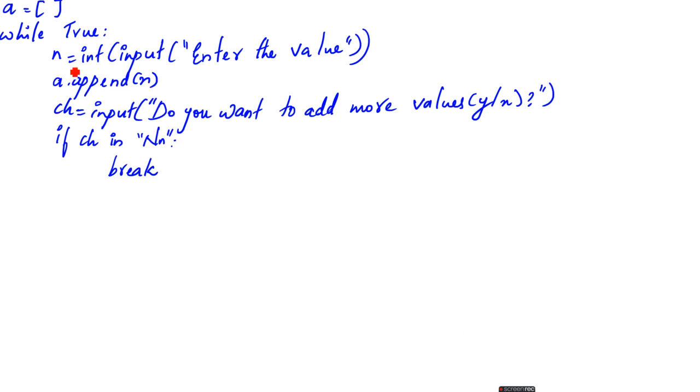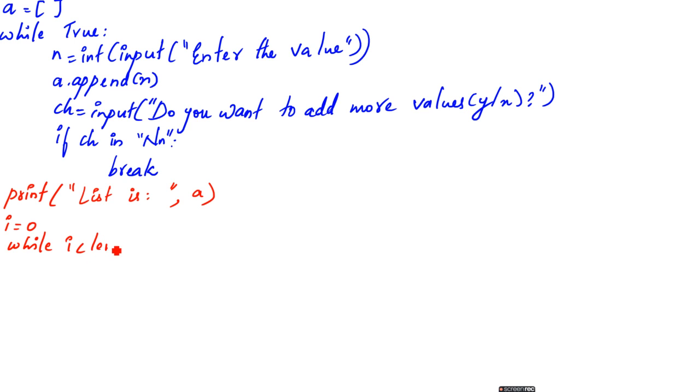So already the code for creating the list is there. After creating the list, we can write the print statement to print the list. So we can write "list is". Then we can write the name of the list, A. Now we can access the elements of the list and we can change the values.